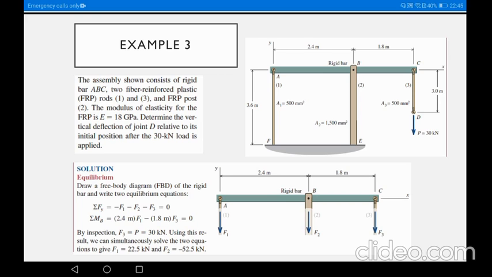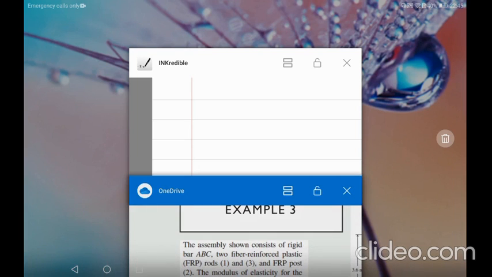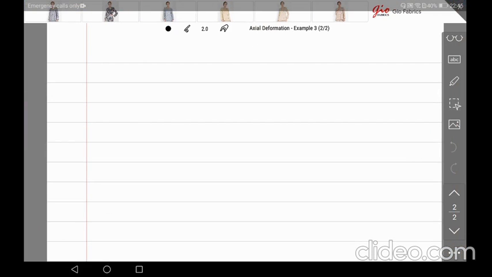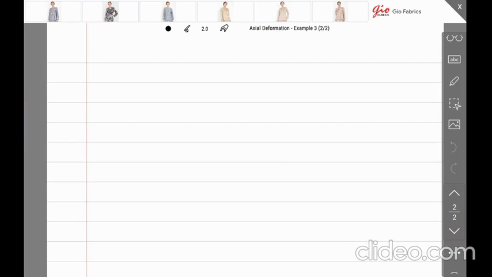So you know the steps. We start by using the method of section to find the internal force. First step is always to find the internal force. To do that, you use the method of section and draw the FBD and equations. Okay, so let's start.